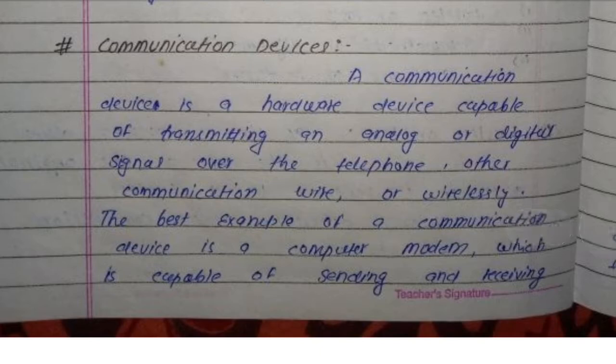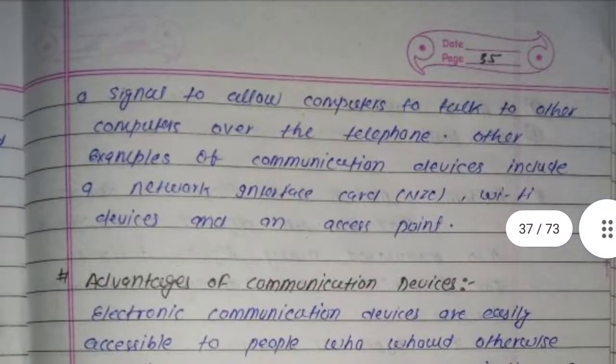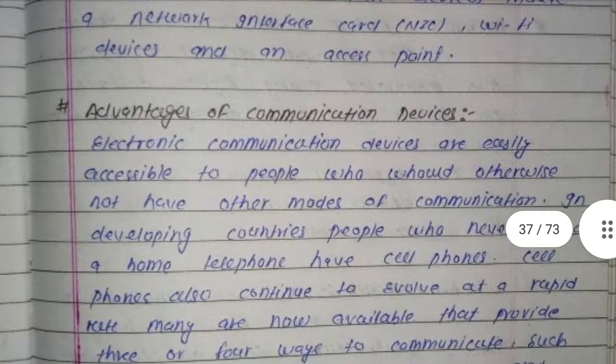Communication device. A communication device is a hardware device capable of transmitting an analog or digital signal over the telephone, other communication wire, or wirelessly. The best example of a communication device is a computer modem, which is capable of sending and receiving a signal to allow computers to talk to other computers over the telephone. Other examples of communication devices include a network interface card (NIC), Wi-Fi device and an access point.